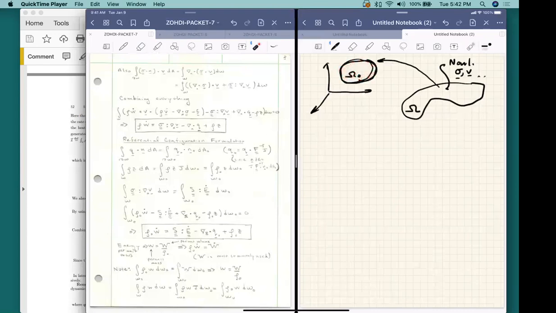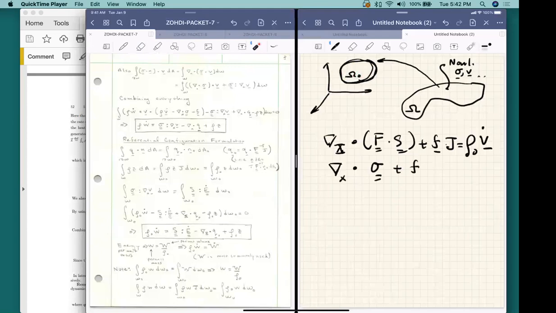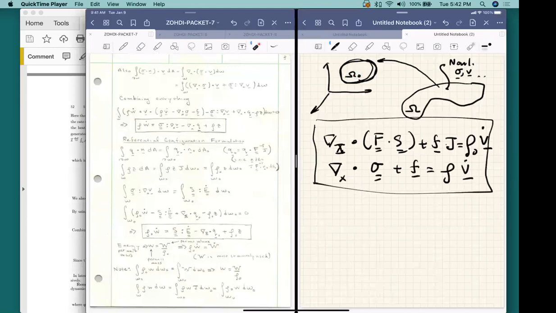Now, we already did it last week for the stress. We converted this into the divergence of F dotted with S plus F multiplied times the Jacobian equals rho zero times the velocity dot. That's the analog to the divergence of stress with respect to the little x plus F equals rho V dot. So those two equations are one and the same. One happens to be in the current configuration and one is in the reference configuration.